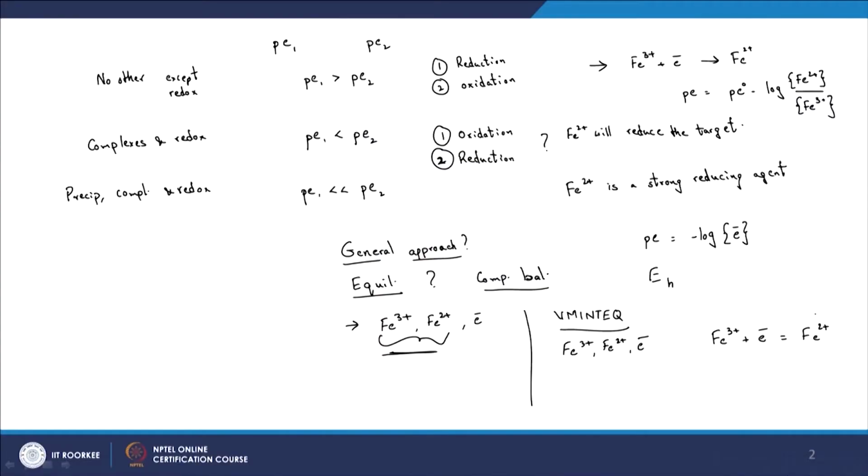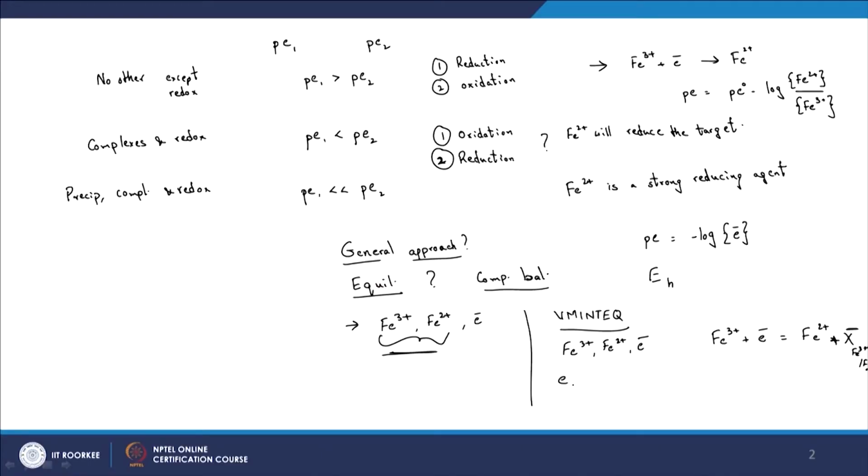To get out of this quandary, Visual MINTEQ introduces a dummy variable. Fe3+ by Fe2+, x, is your dummy variable. It now uses this as a way to help solve the relevant aspects. As in, what will your total electron balance be? It's going to be equal to x, or the Fe3+, Fe2+.